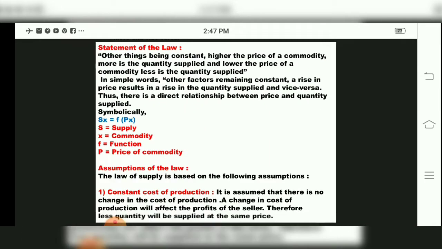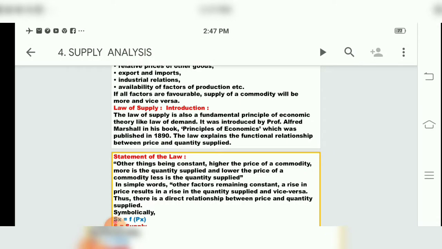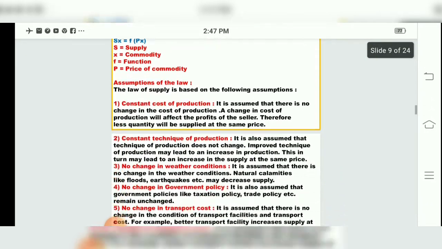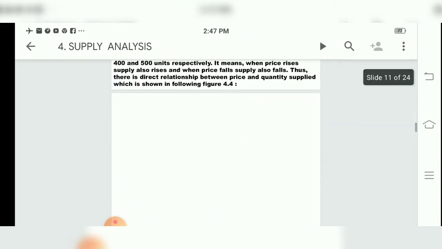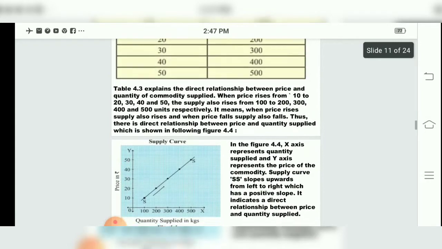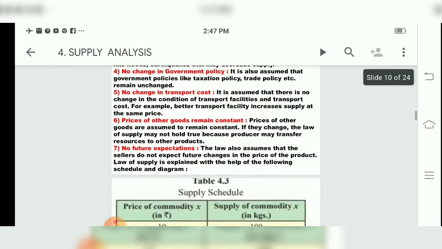First you will write, children, introduction. Then after introduction you will write definition. After definition will come your statement of law with symbolical representation, children, and after that you will have table, explanation of that table, and then we'll go for assumptions and exceptions.